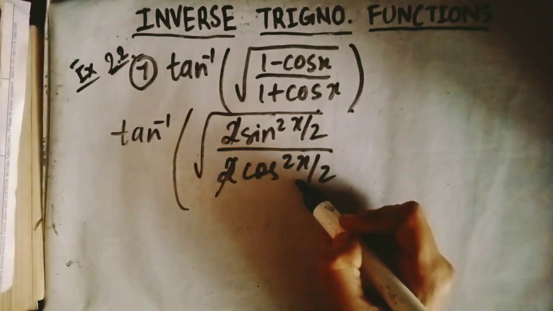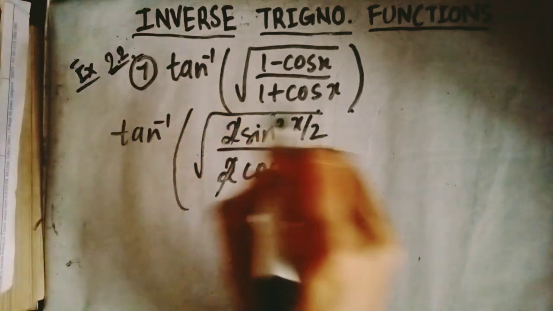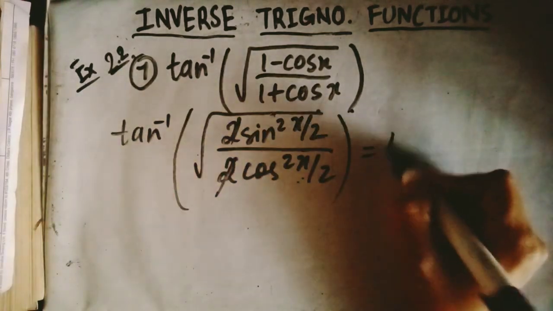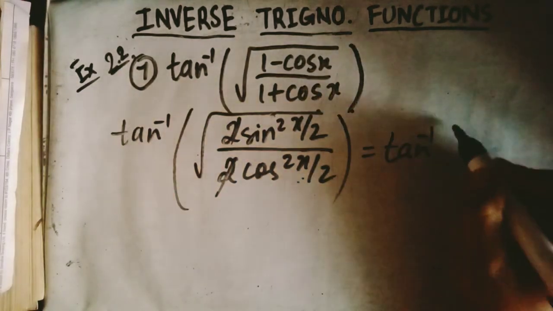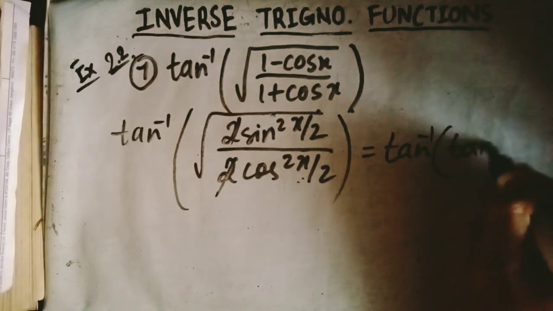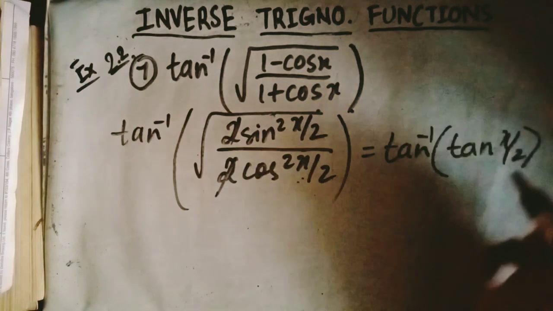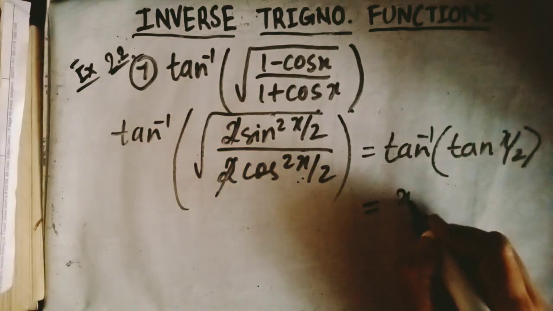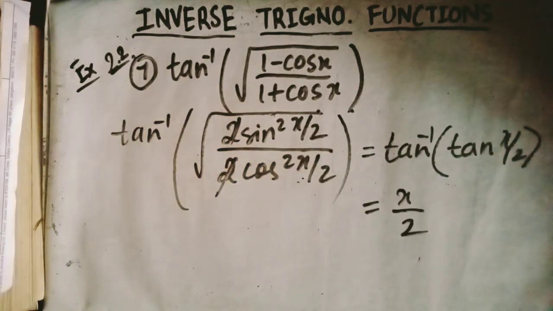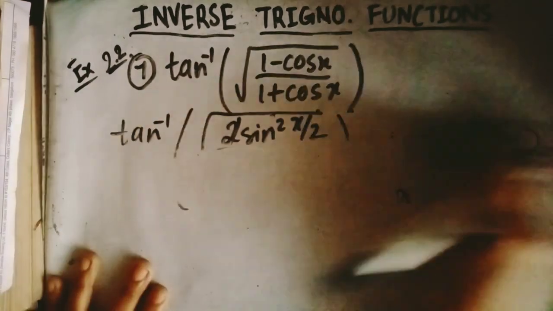This will be tan square x by 2, which is under root. So you will get tan inverse tan x by 2. Using the property, the final answer is x by 2. Same way for question 8.